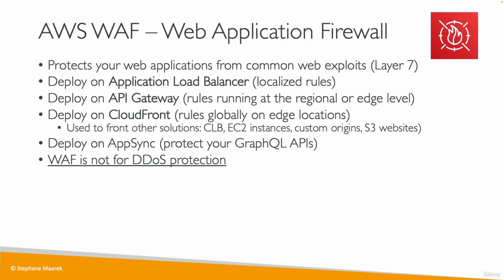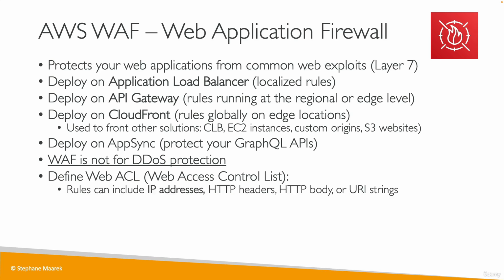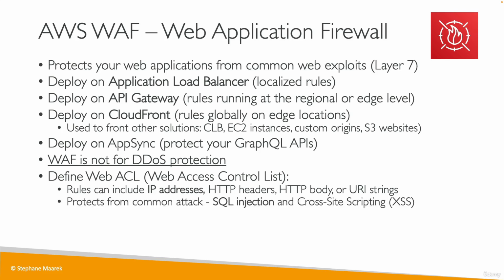For this, we have Shield. WAF is used for layer 7 type of exploits. So for this, you're going to define web ACL, so the web access control list. And the rules can include IP addresses filtering, HTTP headers, HTTP body, URL strings. You can have common attacks protection, such as SQL injection or cross-site scripting, XSS.